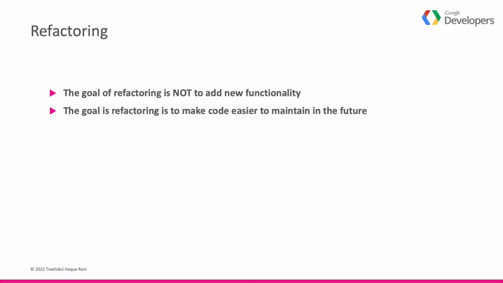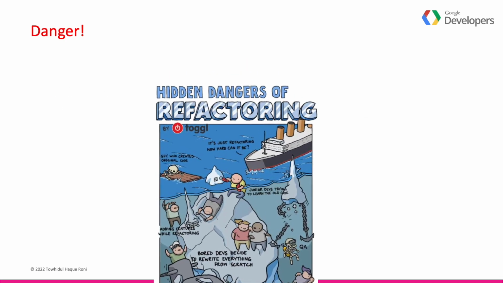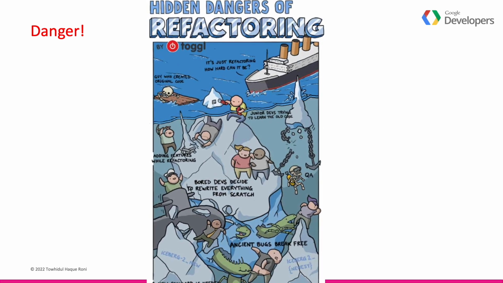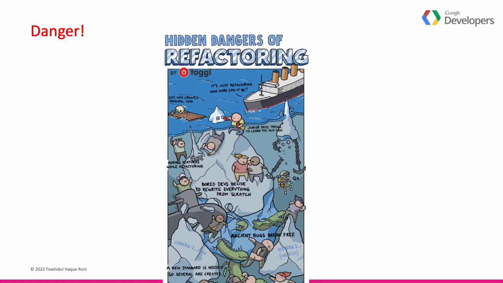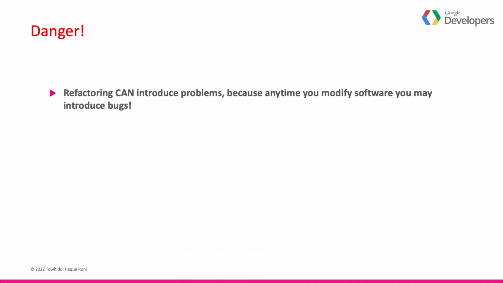We have already discussed that it is important to understand that the goal of refactoring is not to add new functionality. Instead, the main objective of refactoring is to make the code easier to maintain and work with in the future. The image on the slide is an illustration to symbolize the potential risk associated with refactoring. We will now discuss these dangers in detail on the next slide.